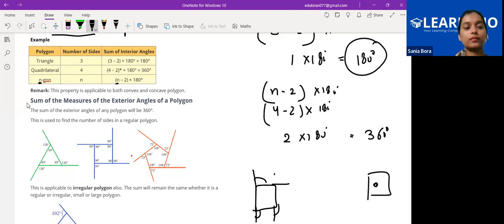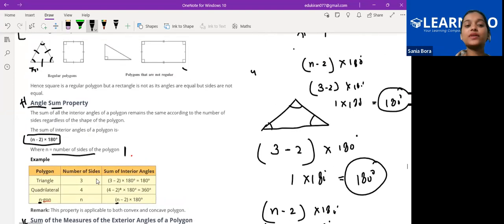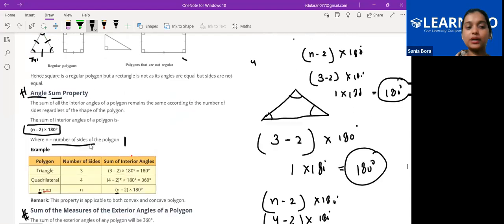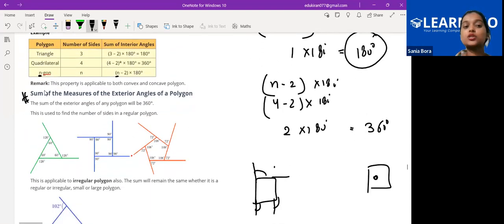In this, we talked about the interior, but now we will talk about the exterior. The sum measure of the exterior angles of any polygon, no matter how many sides it has, will always be 360. Clear? Interior you have to find, but exterior it would be the same for all the polygons. Okay, so everybody quickly write it down. Then we'll discuss the answer.